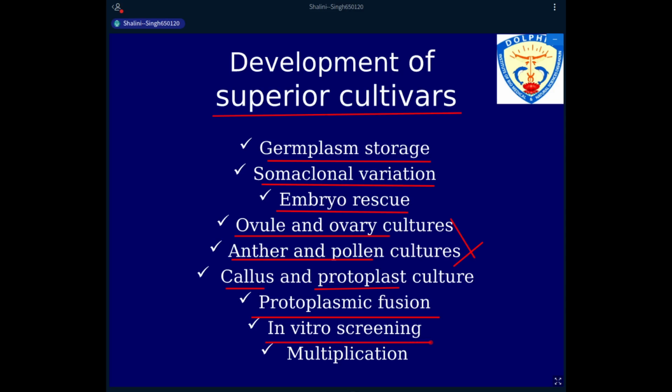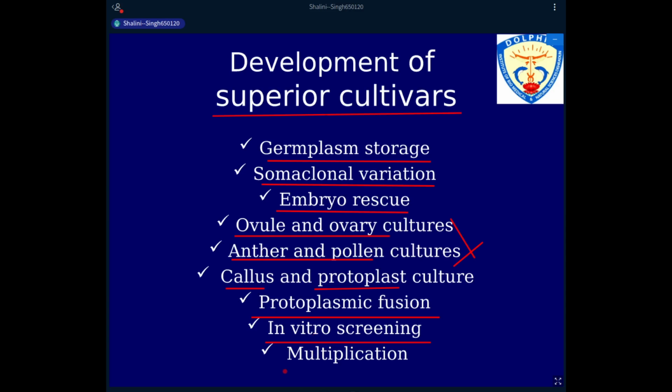Then with the help of tissue culture, you can screen a plant in vitro. Screening means selection, selection for different traits: whether your plant has insect resistance, disease resistance, or certain quality values. For that, selection can be done in vitro, that means in lab conditions, if your plant is growing in the lab.